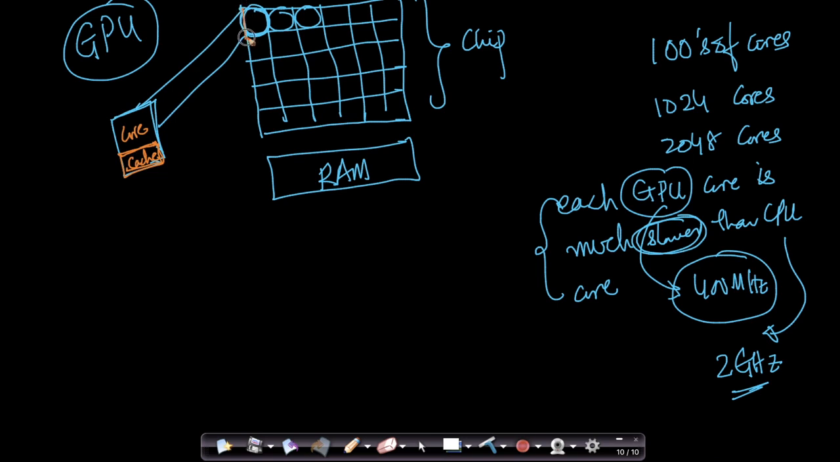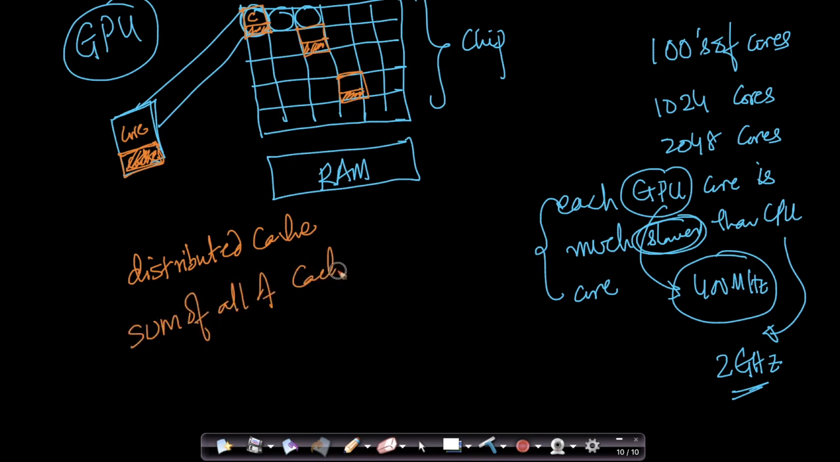So literally what you have in each of these units is a core and a cache. I'll show cache with dashed lines here. If you look at this, you have a processing unit here and a memory cache here. Similarly, if you take any cell, you have a processor unit here and a cache here. So what you have here is a distributed cache. And the sum of all of the distributed cache is called video RAM.